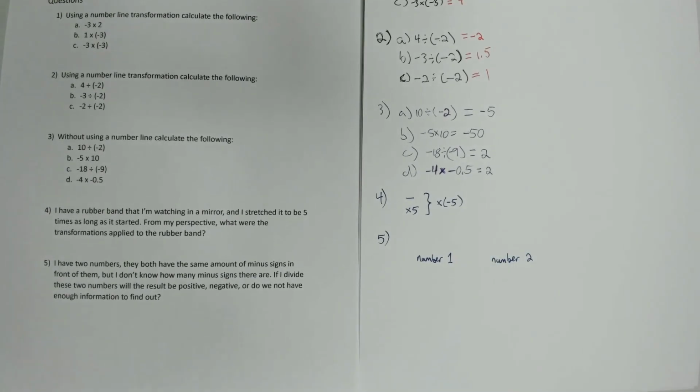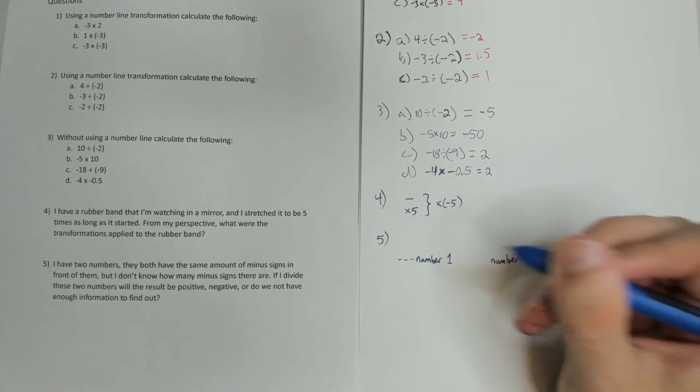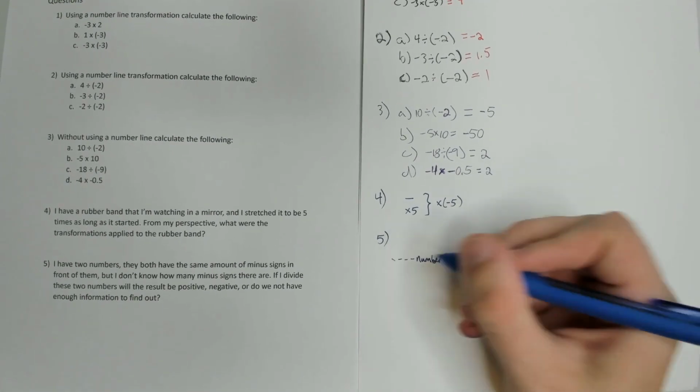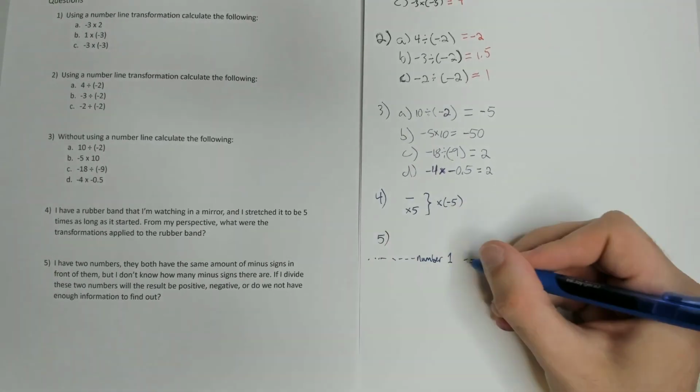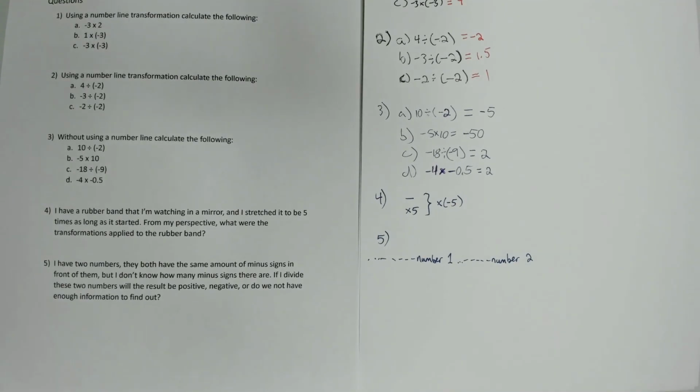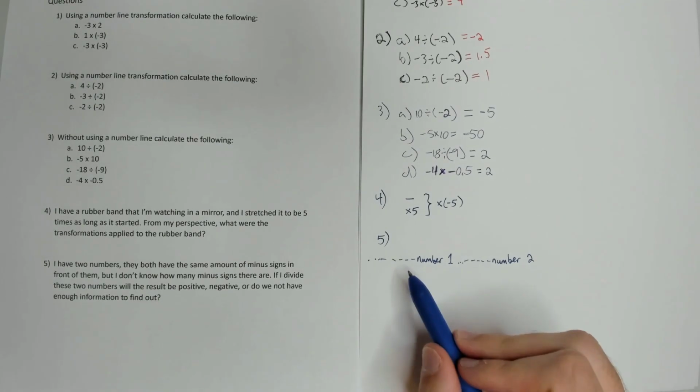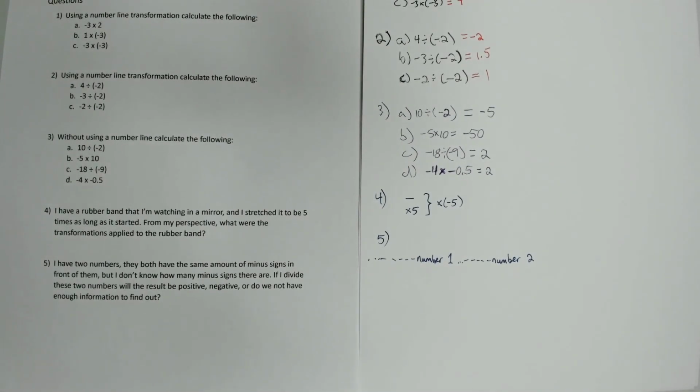They have the same amount of minus signs in front of them, but you don't know how many minus signs there are. So there could be like 3 minus signs in front of them, or 4, or 5. We have no clue how many. All we know is that it's the same amount in front of them. So if I divide these two numbers, will the result be positive, negative, or do we not have enough information to find out? What do we know about having multiple minus signs in front of a number?